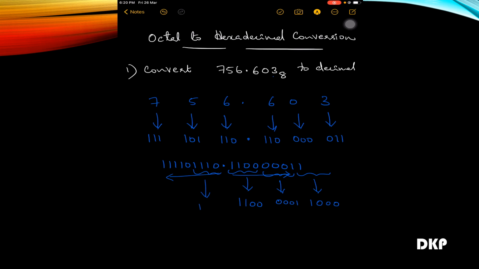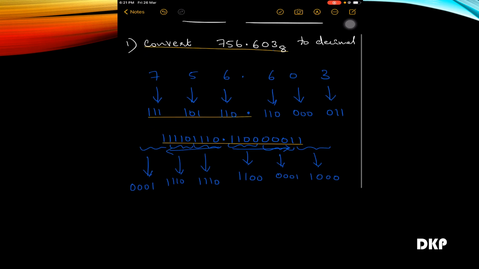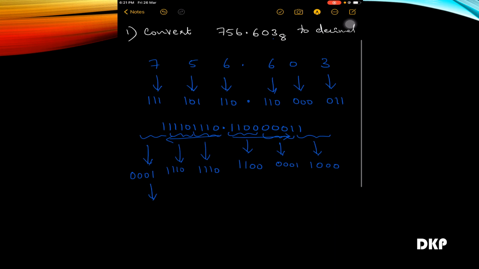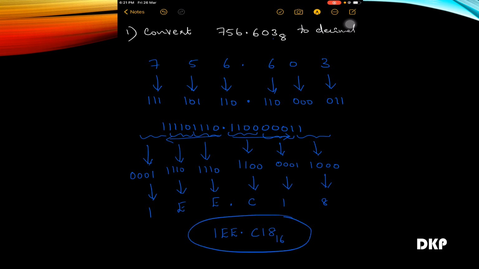Similarly, on the left side, 1100, here again 1100, and the last group 1, you have to add 3 zeros to it in order to make it 4 bits. So 0001. Now the next step is write this in hex. 0001 is 1 itself, 1110 is E, 1110 E point, 1100 is C, 0001 is 1, this is 8. So you'll get 1EE.C18 to the base 16. So this is the result.